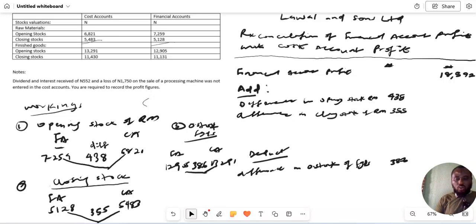We have closing stock. So let's look at the closing stock number 4. I think this is not 4. We have closing stock of finished goods. We have FA, we have CA. For the FA we have 11,131, and we have 11,430. So in this case, we have a lower closing stock.